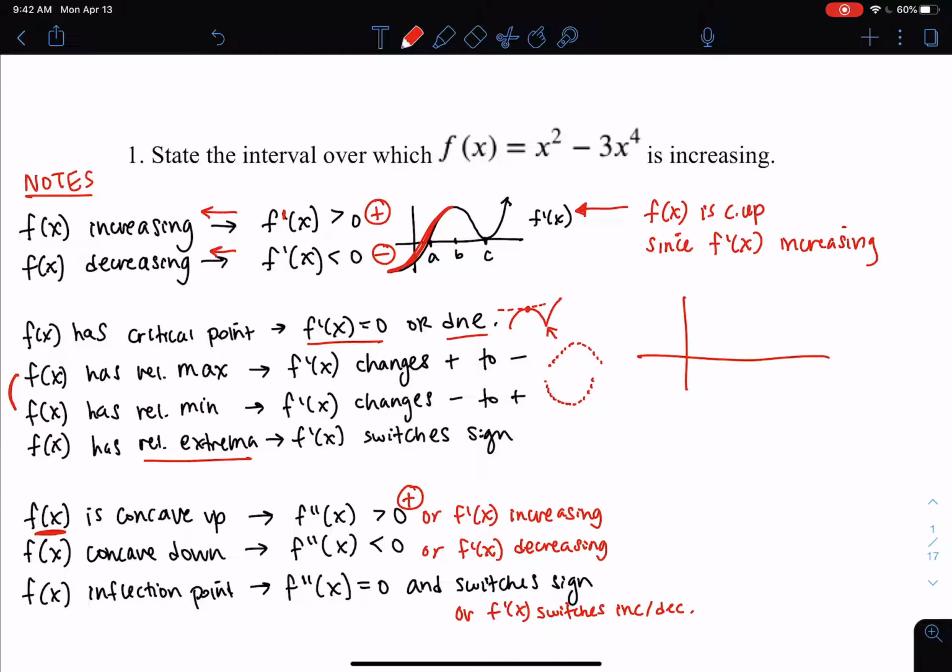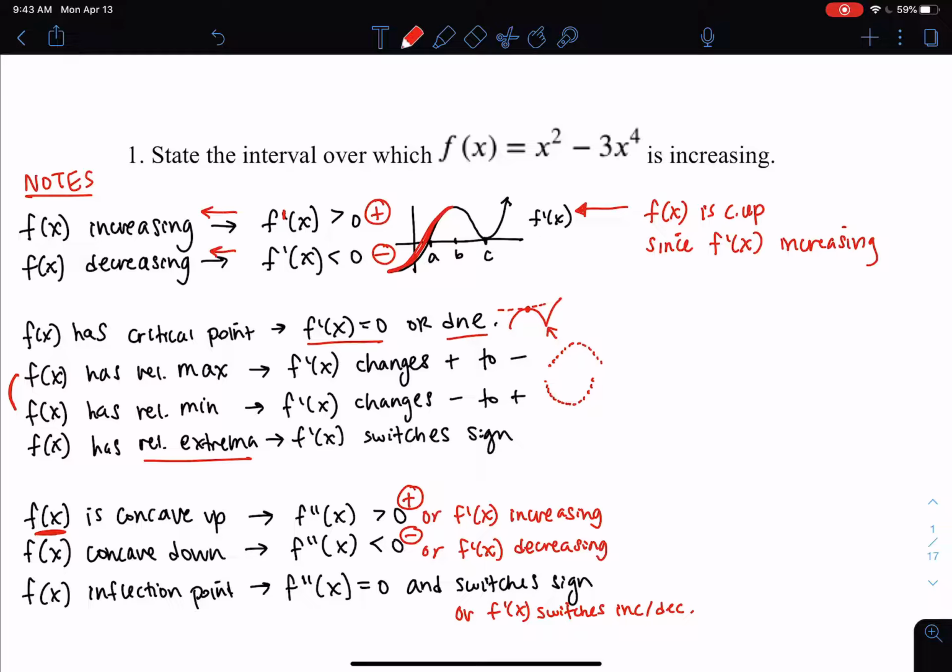If, however, I'd given you a second derivative graph like this, and let's say I use the same one, then you'd have to use the definition, which is the second derivative is greater than 0, and that would be true only from here to here. So commit both of these definitions to memory. If I give you the second derivative graph, you're looking above the axis. If I give you the first derivative graph, you're looking to where it's increasing. Okay, concave down, the second derivative, f double prime, is negative, less than 0, or the first derivative is decreasing.